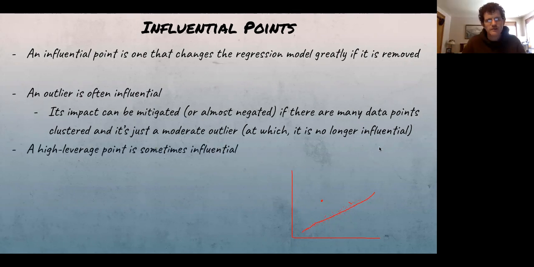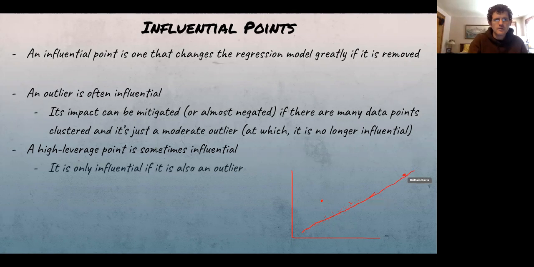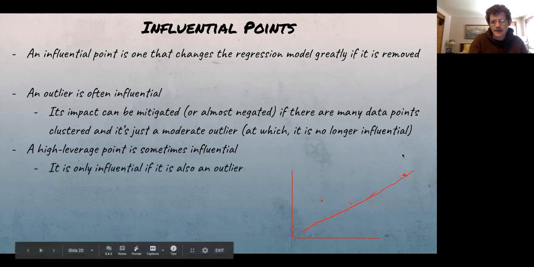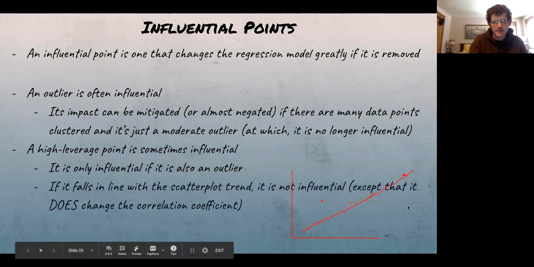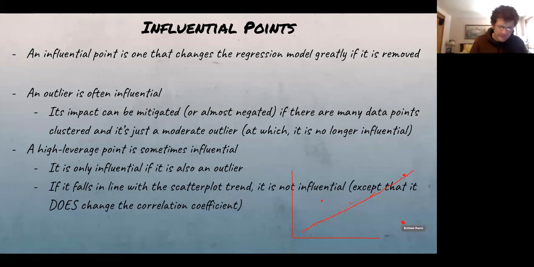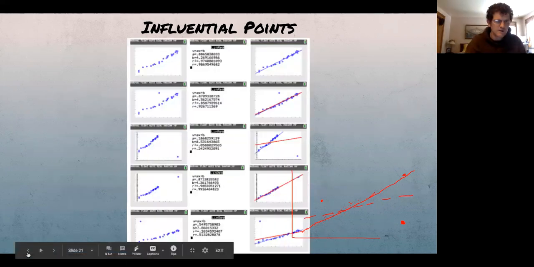A high leverage point is sometimes influential. We saw one earlier that fell right in line, so it didn't have really any influence. But it also needs to be an outlier and kind of be separate from the trend line. So if I took this high leverage point and moved it down here, then all of a sudden, that is actually going to have a big effect on my regression line. Now it might run something like this. Okay, it wouldn't look like that exactly, but you get the idea. I changed my regression line quite a bit. Oh, let me go back.